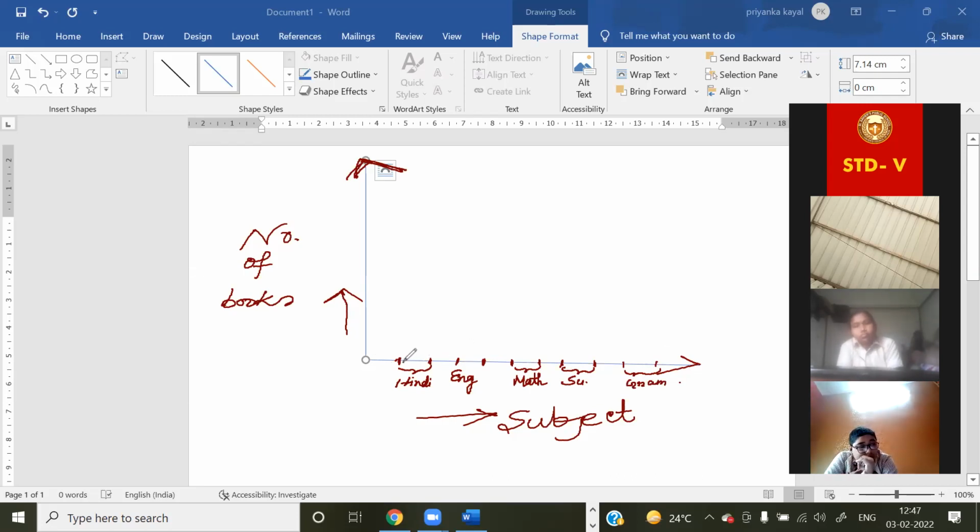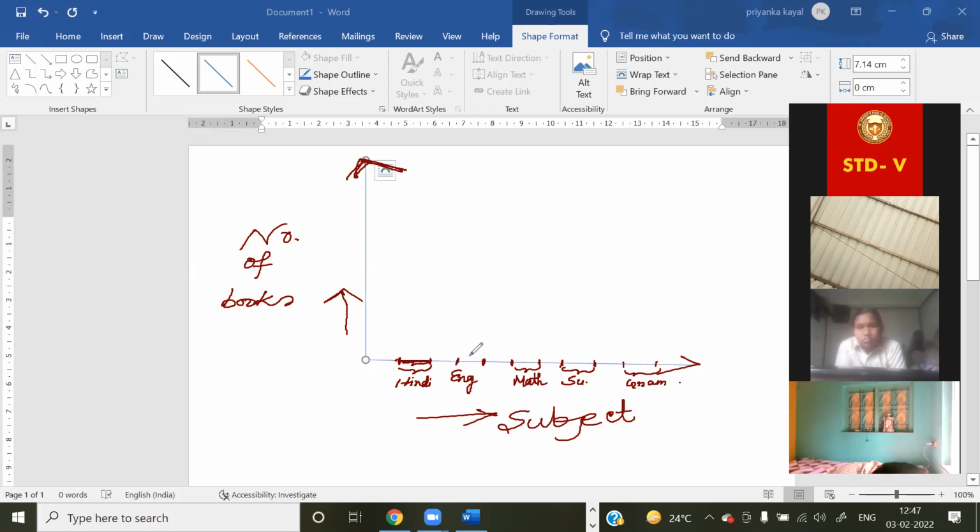If you are taking the gap, it looks like same. Suppose for Hindi you take this much gap, and for English you take only this much gap. Don't do this. The gap must be equal, okay? So for English also the breadth will be this.